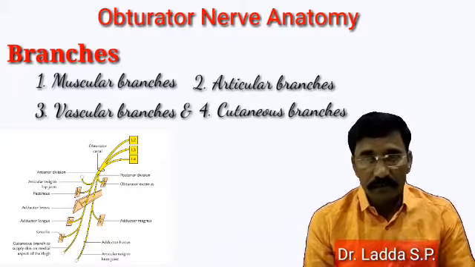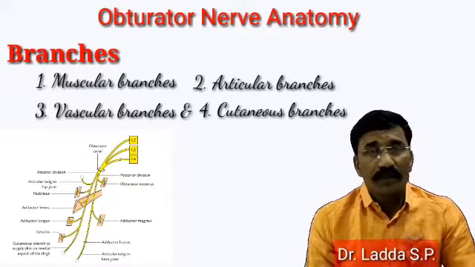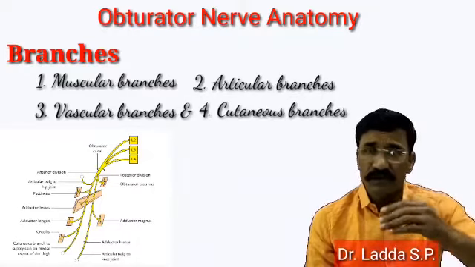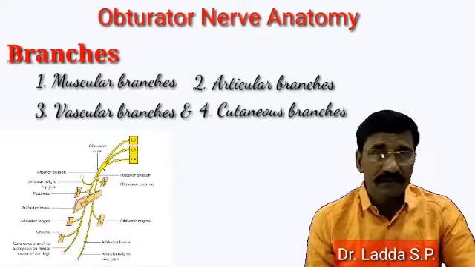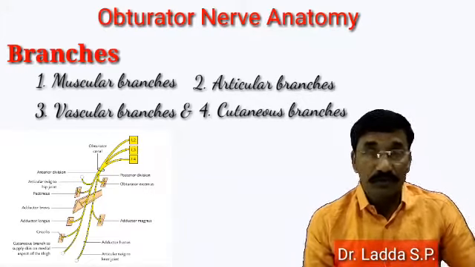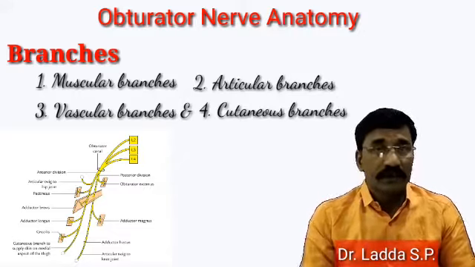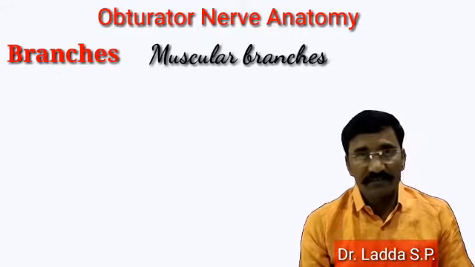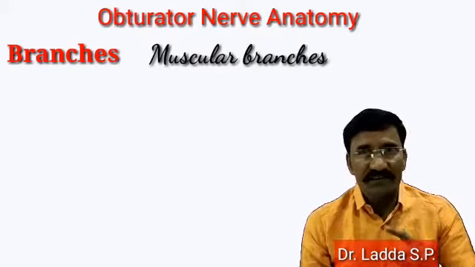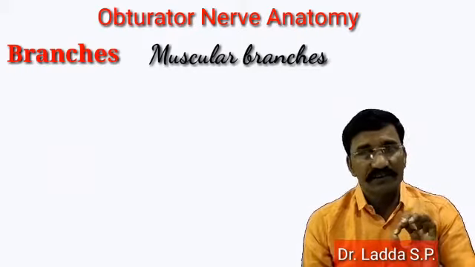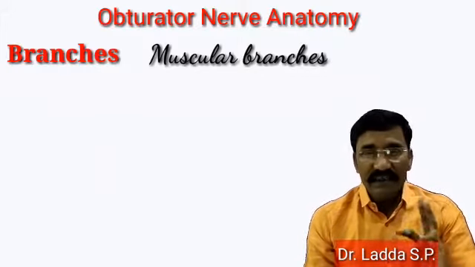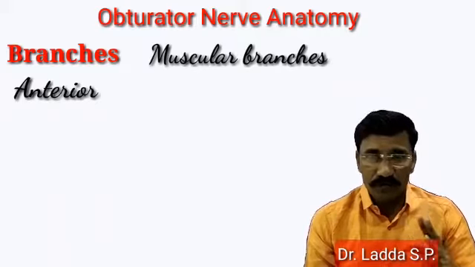The muscular branches of the obturator nerve, we are going to talk about one by one, the muscular branches, and then we will proceed with the articular, then the vascular branches, and finally the cutaneous branches. Muscular branches: as we talked, both the divisions are giving branches. In the same sense, the muscular branches are derived from anterior and posterior divisions of obturator nerve.